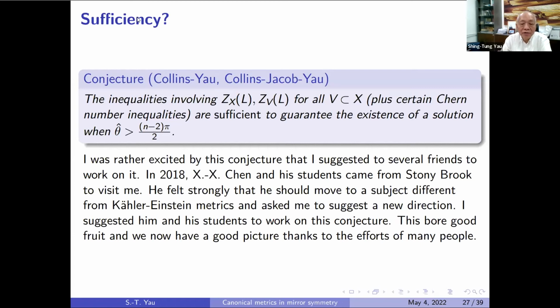So when we finished it, I was rather happy to show it to many friends. About 5 years ago, Gao Chen, from Stony Brook, came with his student. He wanted to change to a different subject, although he is actually still working on it, and asked me to suggest a new direction. So I suggested he work on this problem, and it happened to be good work. So many people started to work on this problem too, besides a small group of us at Harvard.